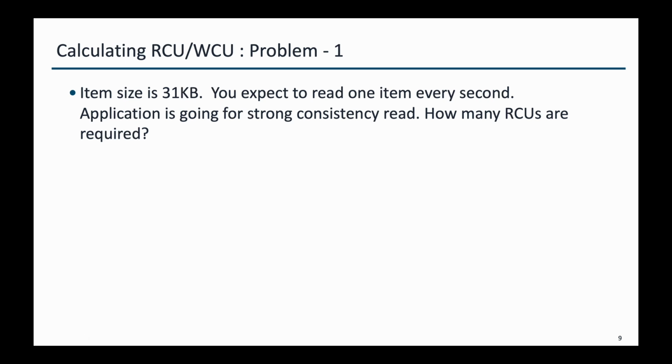Now we have a few problems. Let us see the first one. The item size is 31 KB. An item is one row in a DynamoDB table. You expect to read one item every second. The application is going for a strong consistency read. How many RCUs are required? First you calculate how many blocks there are. It is 31 KB, so if you divide it by 4, you get 8. I know it is 7.75, but you have to round it up. So there are 8 blocks of 4 KB data. Because it is strong consistency, you need 1 RCU for 1 unit of 4 KB. So here there are 8 blocks, so you will need 8 RCUs.